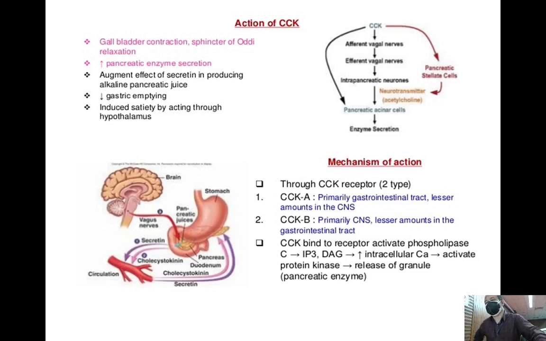All right, these are all with respect to secretion, but it also plays an important role in motility by decreasing gastric emptying. When you say decreasing gastric emptying, that means it's going to decrease gastric motility, and two, it is going to control the pyloric sphincter and close it. Okay, so that is another function. Then another function is that it induces satiety by acting through the hypothalamus. So it has a role in the control of feeding and satiety.